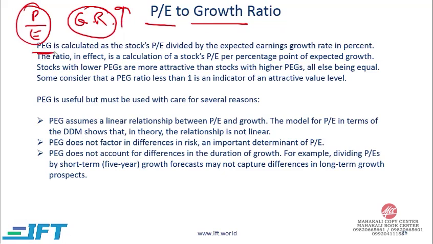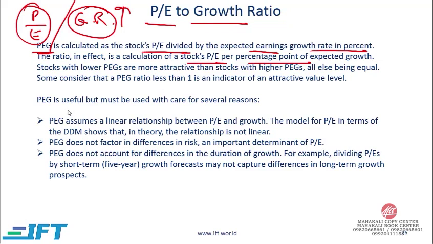It's the PE divided by growth. So it's calculated as the stock's PE divided by the expected earnings growth rate in percent. The ratio in effect is a calculation of the stock's PE per percentage point of expected growth. Stocks with lower PEGs are more attractive than stocks with higher PEGs. So if you look at the PE to growth rate ratio, if the growth rate is high but the PE is low, then obviously the PEG will be low. So low PEG is a positive.